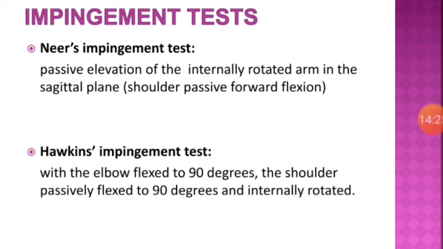Another is the Hawkins impingement test. With the elbow flexed to 90 degrees, the shoulder is passively flexed to 90 degrees and internally rotated. Again, the same symptoms reappear and the patient's pain worsens or occurs again, and the test is considered positive for impingement.